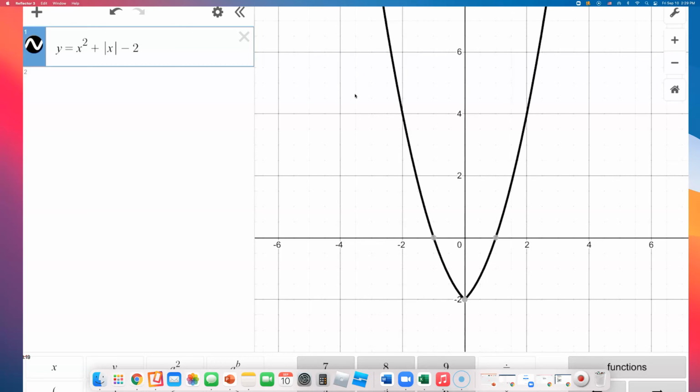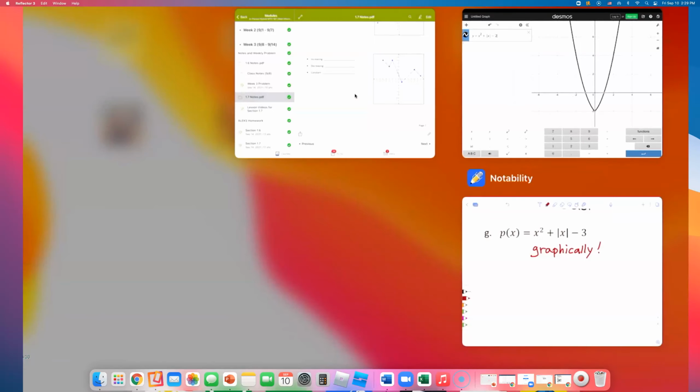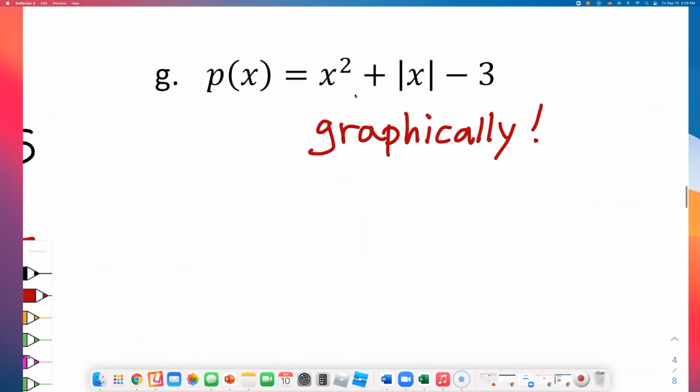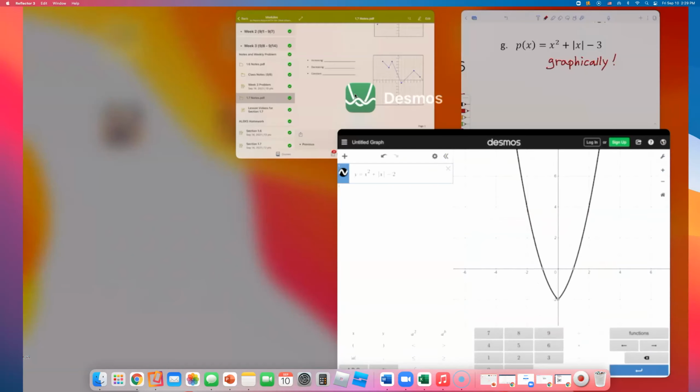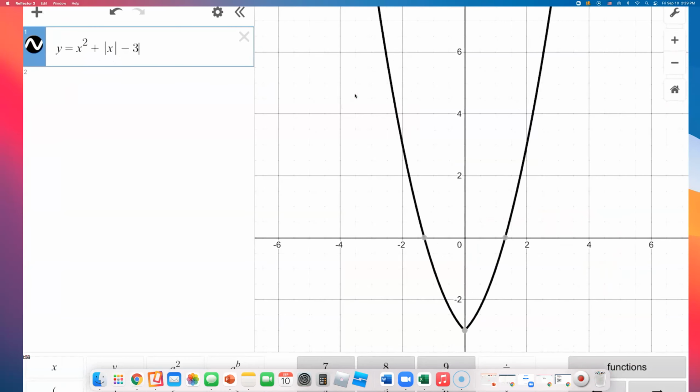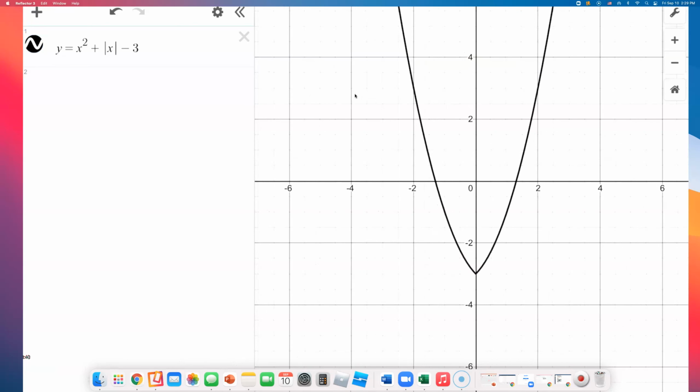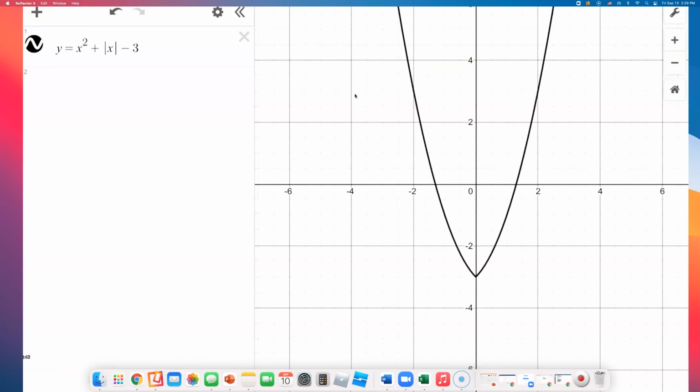So look at this graph. This graph is perfectly symmetric about the y-axis. So I know the answer is even. This is an even function. But how do we do this algebraically? So let me go back. I think I typed a different number, minus 2 instead of minus 3. But I don't think that's going to make much of a difference. It just shifted it down one more unit. But it's still an even function because it is symmetric about the y-axis.